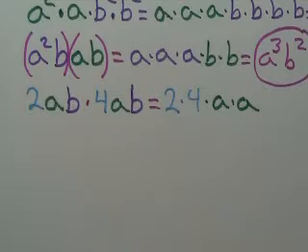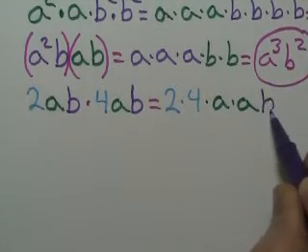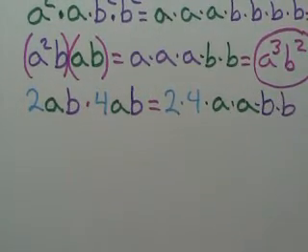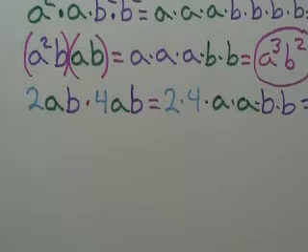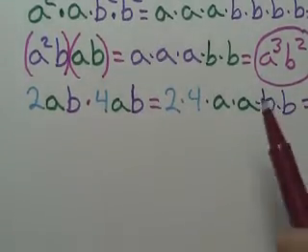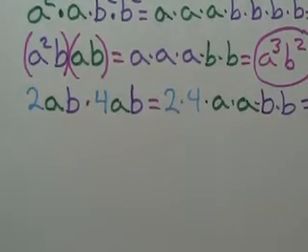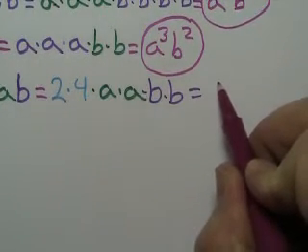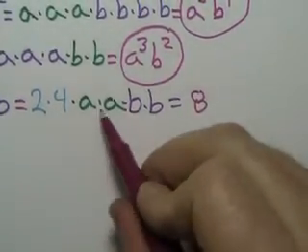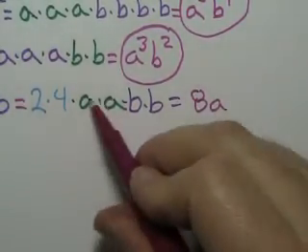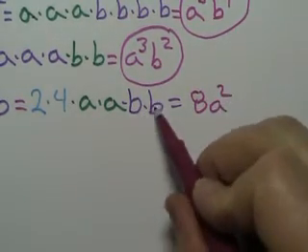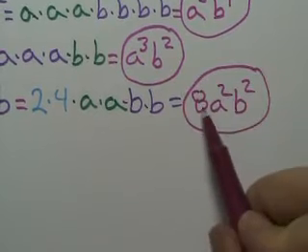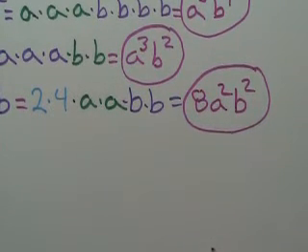And then the b's, I have b, there's 1 b there, and there's 1 b there. So all I really did is just move things around. That's the commutative property. Now I'll just put together my numbers. 2 times 4, well that's just 8. Then how many a's do I have there? I have 2 of them, so that's a squared. And the b's, I have 2 of those. 8a squared, b squared. That is my answer.